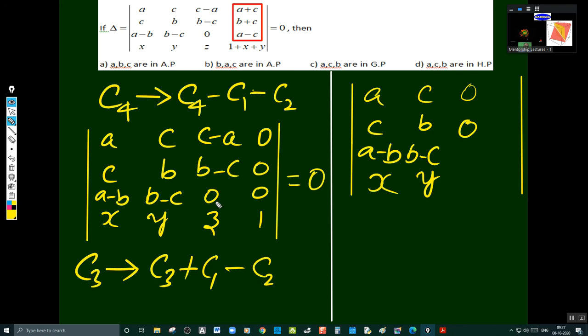Similarly, 0 minus A, 0 plus A minus B. Anyone, can you tell me this element here? Anyone, please? 0 minus A, 0 plus A minus B. A minus 2B plus C, na?